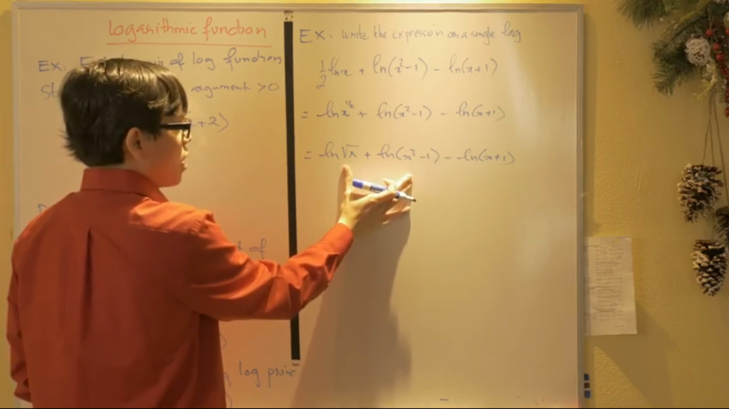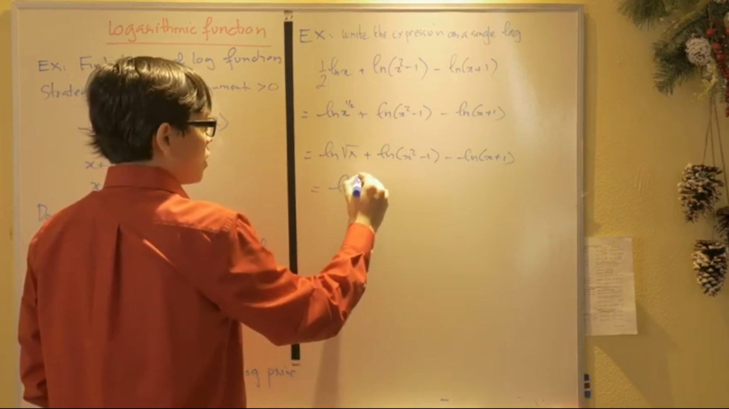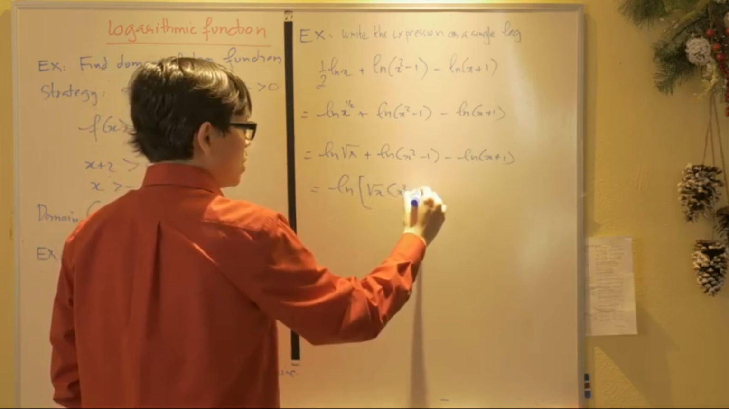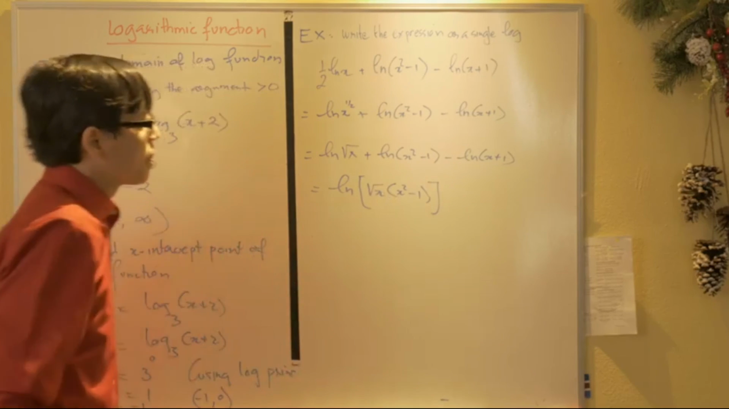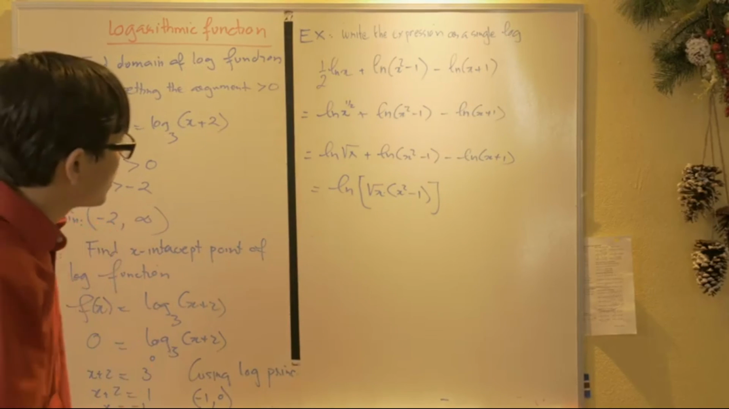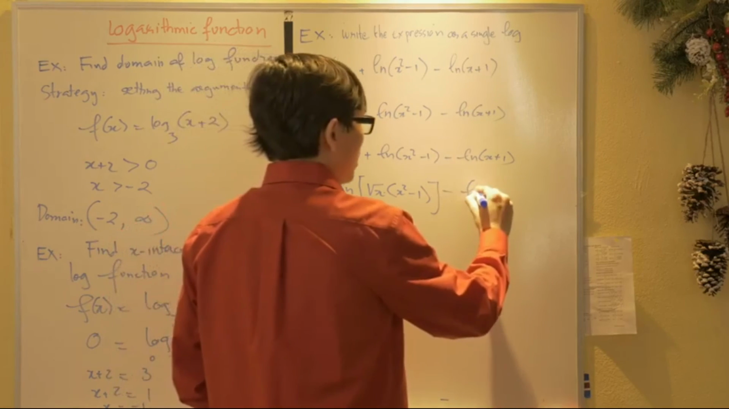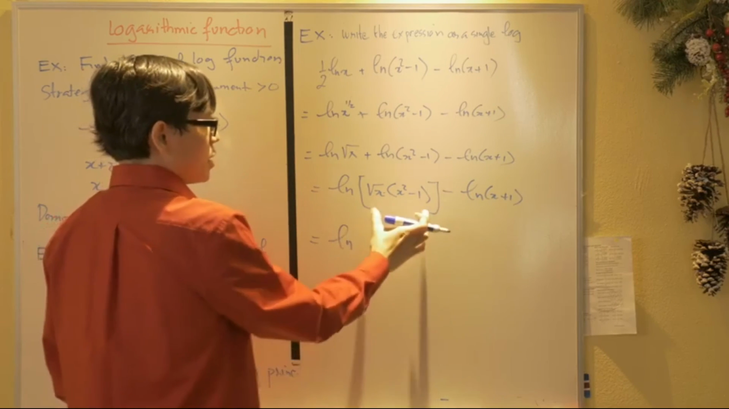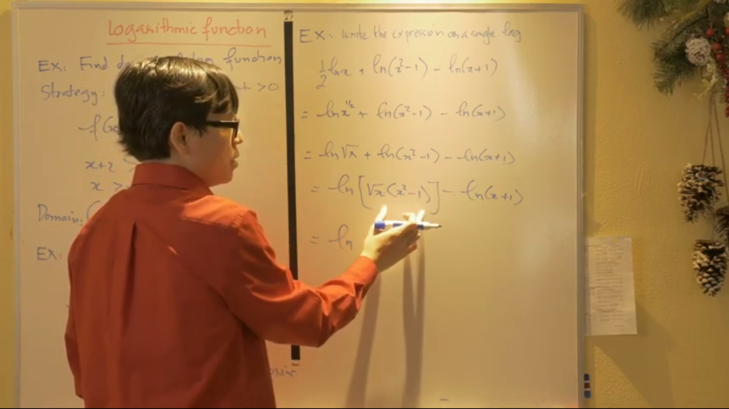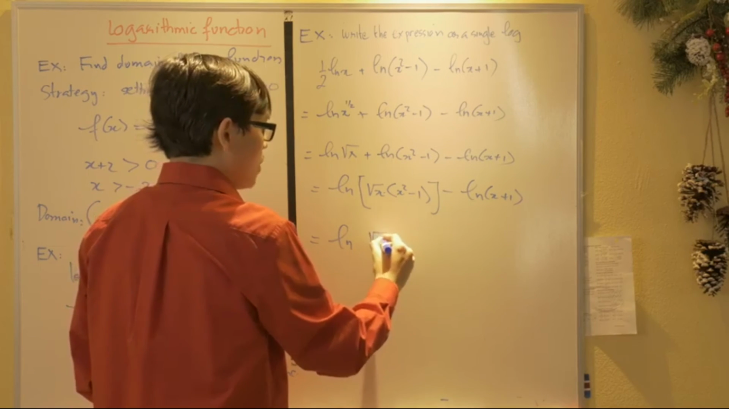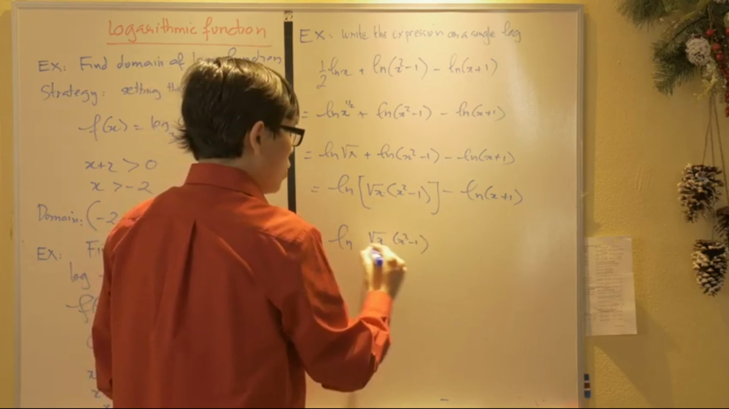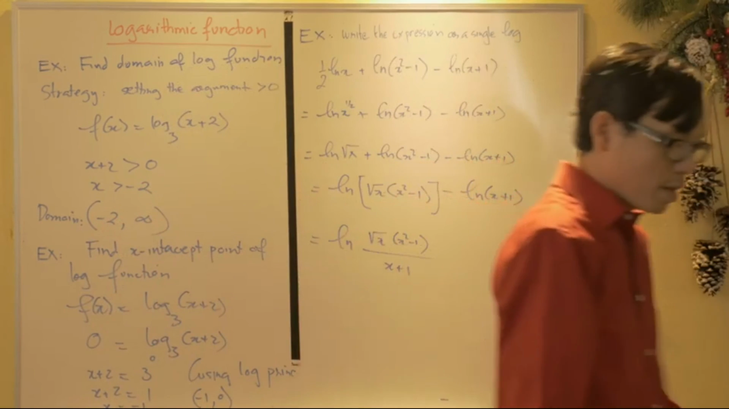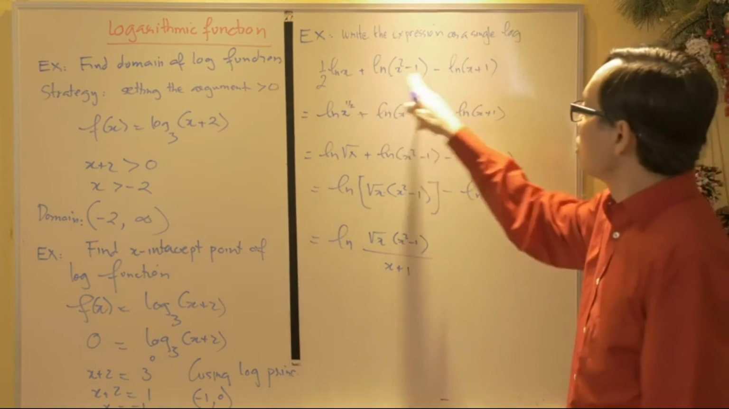Then the sum gives you the product: square root of x times (x squared minus 1). See that? It's a product. The sum gives you the product, remember? And the difference gives you the quotient. So I can write this as ln, this minus this, so this is the numerator on top, square root of x times (x squared minus 1), over the bottom, x plus 1. So we successfully convert 3 logs to 1 log.